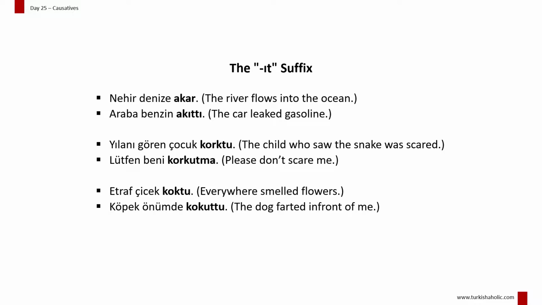The it, üt, ut suffixes are added to monosyllabic verb roots that end in ke. Let's see some example sentences. Nehir denize akar. Araba benzin akıttı. Yılanı gören çocuk çok korktu. Lütfen beni korkutma. Etraf çiçek koktu. Köpek önümde kokuttu.